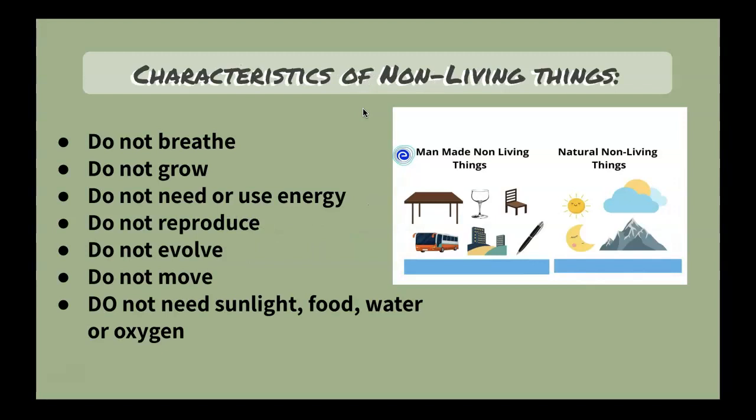Now, the characteristics of non-living things, they are literally the complete opposite of the characteristics of living things. Non-living things do not breathe, do not grow, do not need or use energy, do not reproduce, do not evolve, do not move, do not need sunlight, food, water, or oxygen. Again, we have a quick bullet point, less words, and we have the visual.